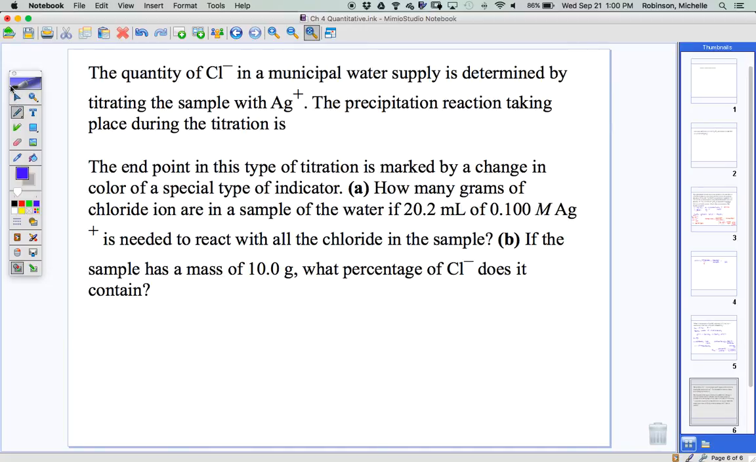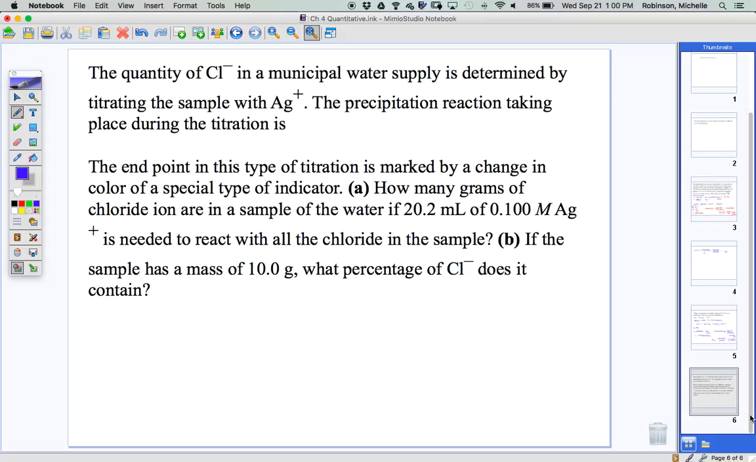Okay, so the quantity of the chloride in the municipal water supply is determined by titrating the sample with Ag+. The precipitation reaction taking place during the titration is. All right, what is titration? Usually it's neutralizing. In this case, it's precipitating. Titration is just you're doing a reaction in the lab that's quantitative, so that if you don't know the concentration of something, but you do know the concentration of something else, you will be able to figure out the unknown.